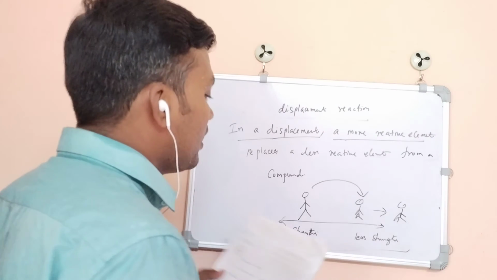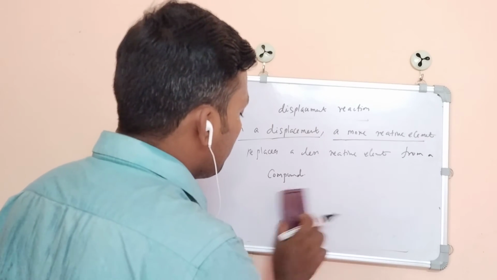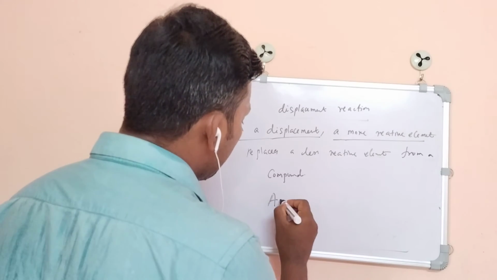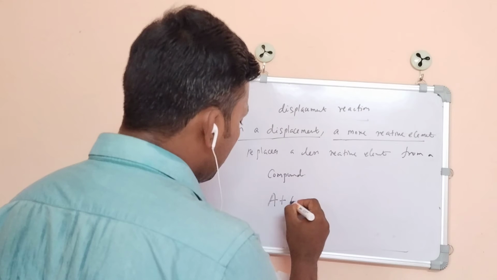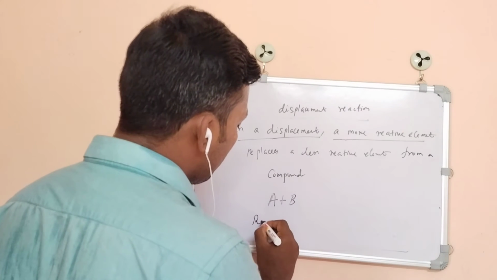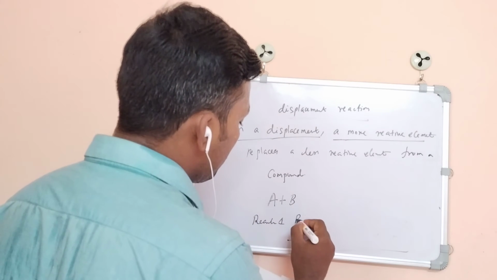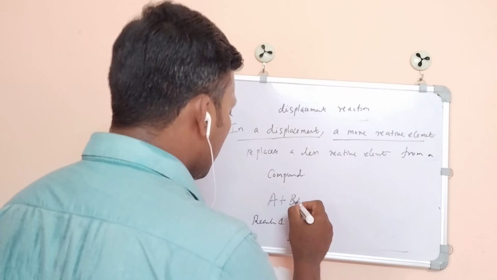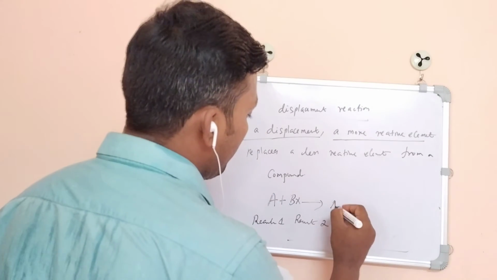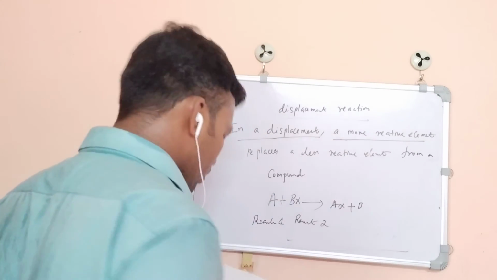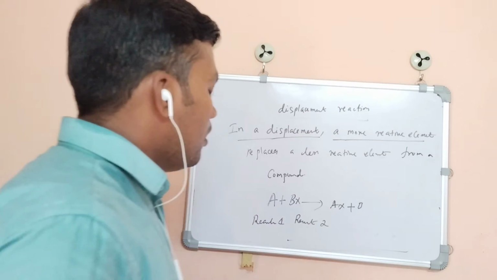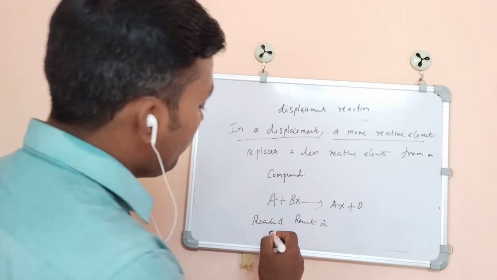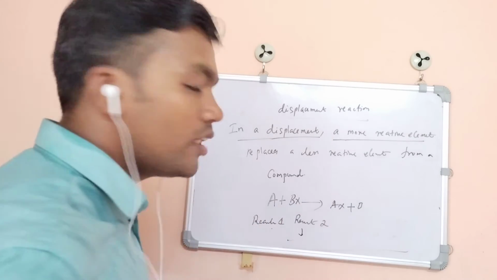Okay, now I am going to write some examples for the displacement reaction. First I am going to write A plus B, this is reactant 1, this is reactant 2, gives AX plus B. We can get two products from these reactions. Here A is reactant 1, B is reactant 2.